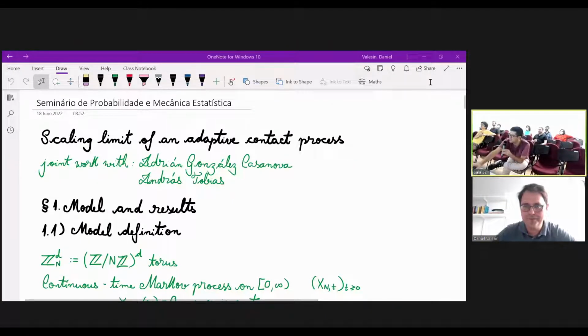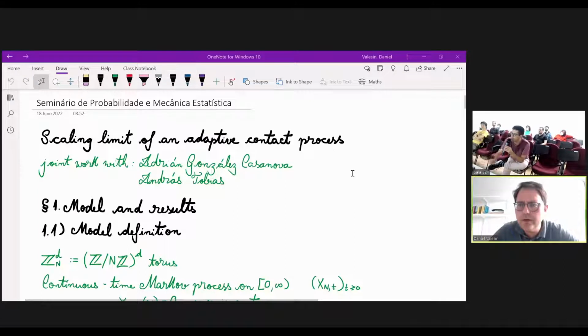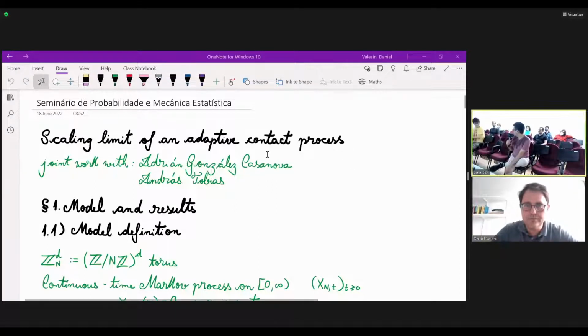Legal. So, well, it's a great pleasure to introduce Daniel. Eu parei de te ouvir, Milton. Também. From time to time.